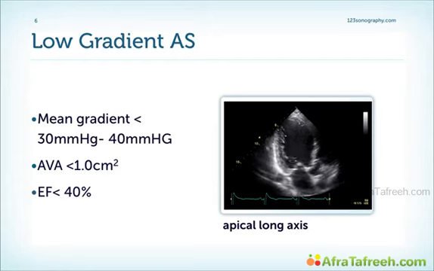If we have low gradient, low flow aortic stenosis, this is defined as having a mean gradient below 30 to 40 millimeters of mercury, depending on the literature. It is defined as having a calculated valve area below 1 square centimeter and having an ejection fraction below 40%.